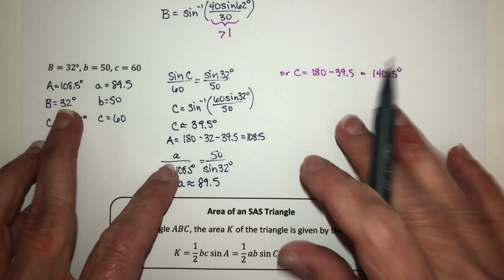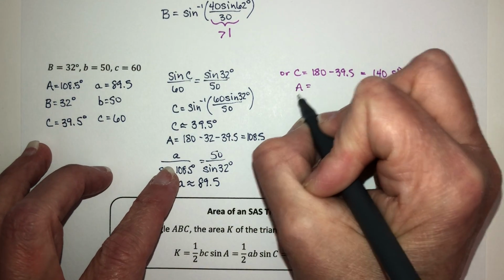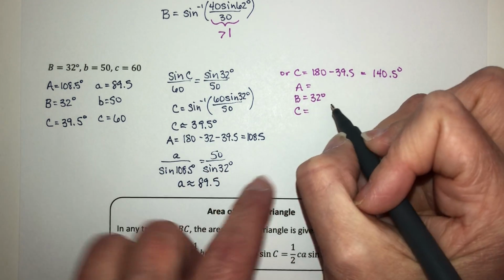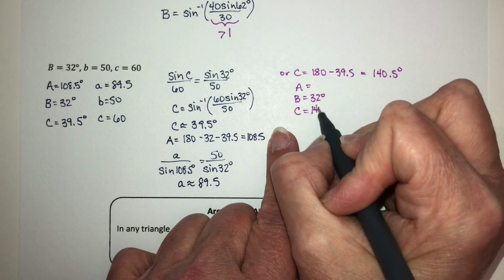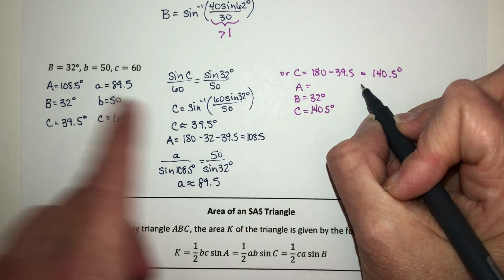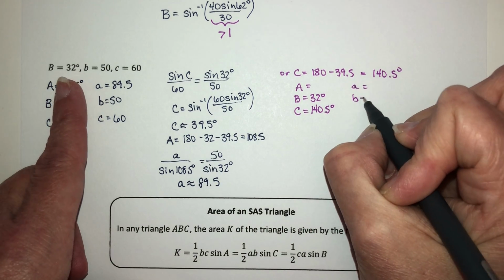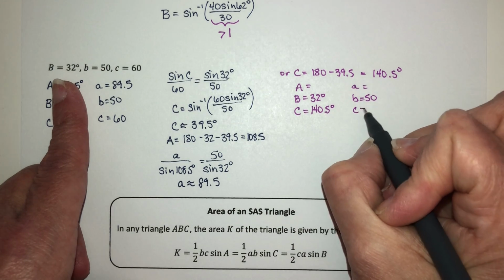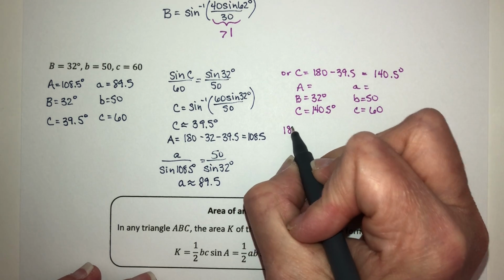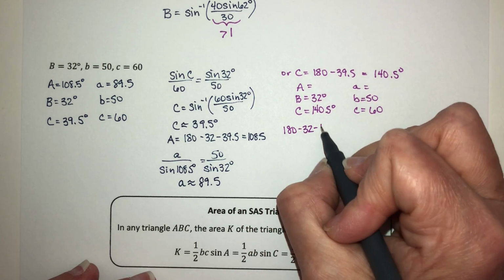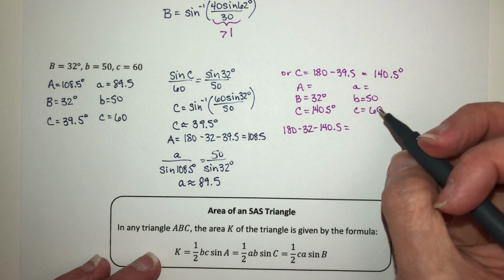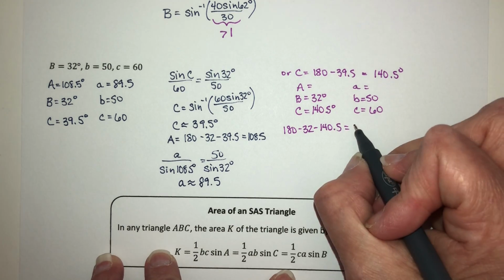Let's do the other one. C equals 140.5. And then we don't know our A value. Our b is 50 and our c is 60. We can find A by doing 180 minus 32 minus 140.5, and you get that your A value must be 7.5 degrees.